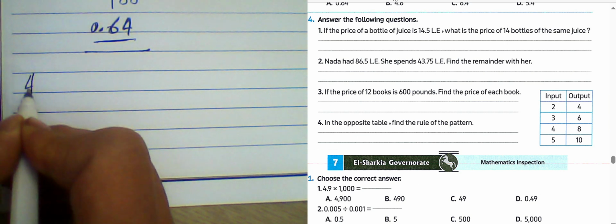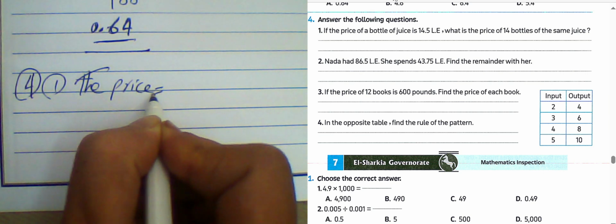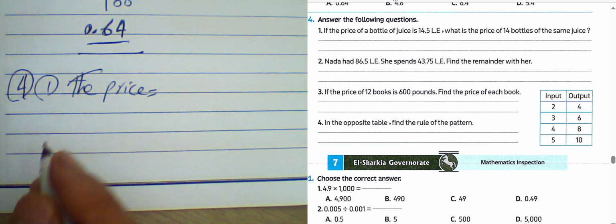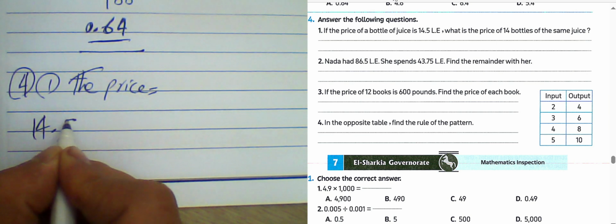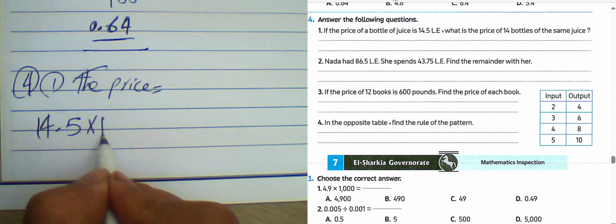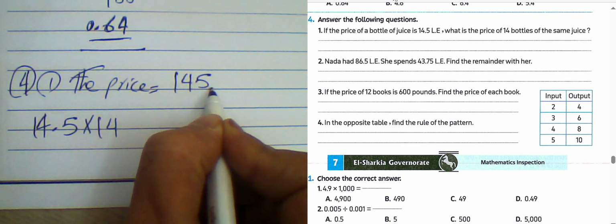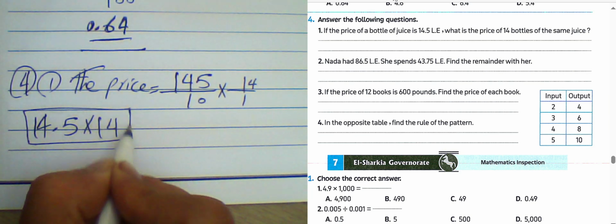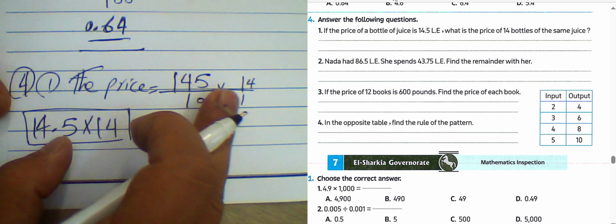Question number 4, number 1, the price will be equal product between two numbers. First number, 14.5, is the price of each one. As the number of bottles, we have 14 bottles. We can write here 145 over 10 product by 14 over 1. Okay, convert this number from decimal to fractions and then product between 145 and 14.